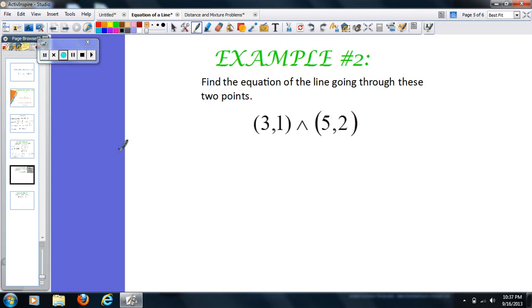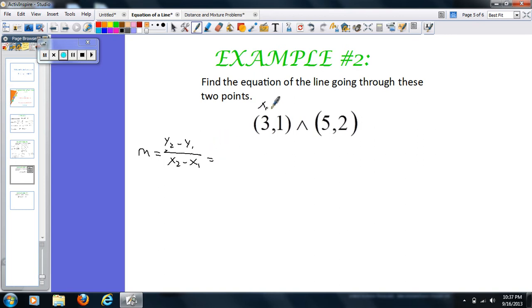So now when we go to example number 2, now I give you 2 points, and these 2 points are going to be on my line. I have to find the equation of the line. So the very first thing I have to do is find the slope. And we know that this is y2 minus y1 over x2 minus x1. So let's plug those in.